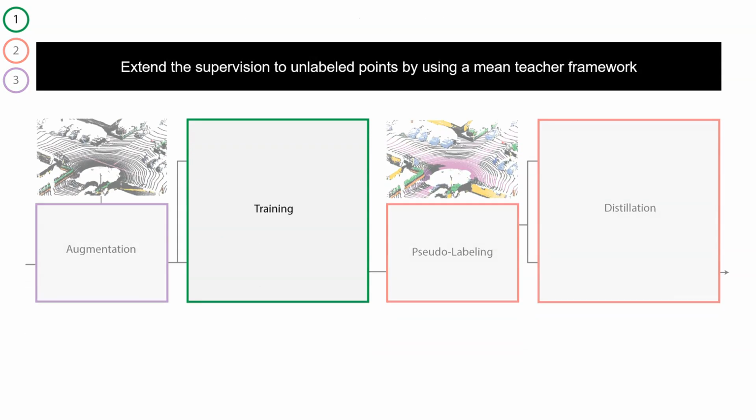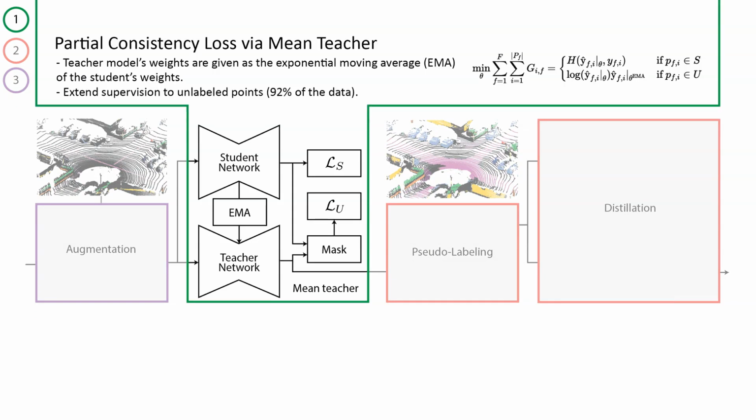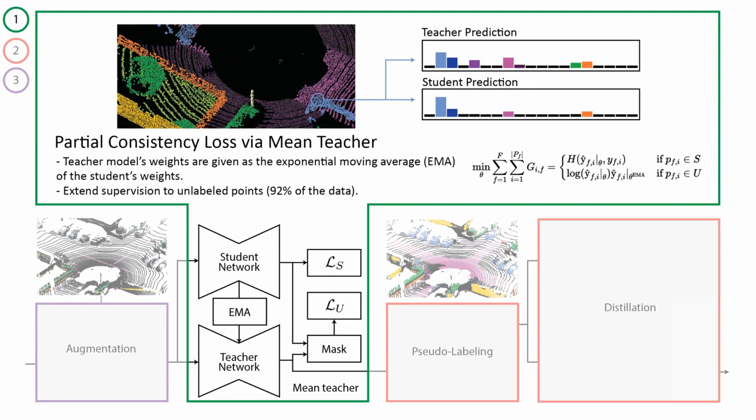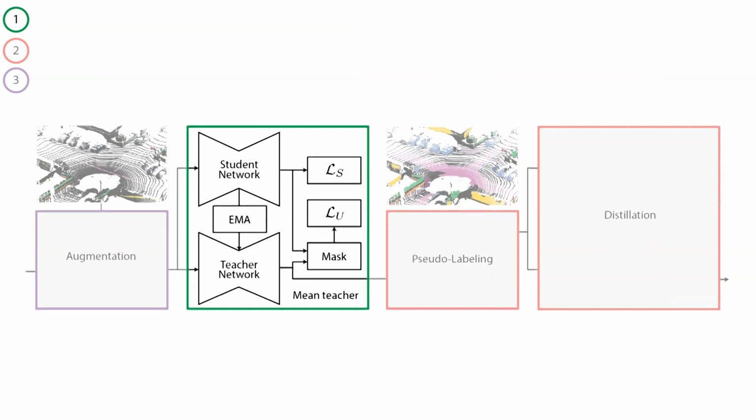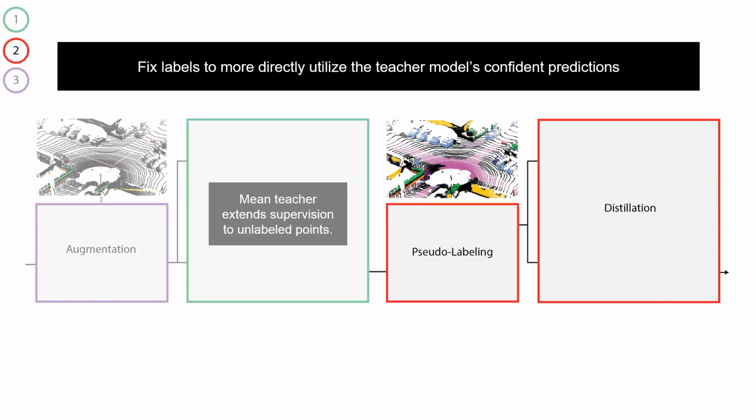Firstly, to utilize the unlabeled points in our data, we extend the supervision in a weak manner by using a mean teacher framework. We introduce a consistency loss between the student and the teacher that is applied to only unlabeled points. While the partial consistency loss does extend the supervision to unlabeled points, the teacher continues to inject uncertainty to the student. In order to more directly utilize the confident predictions of unlabeled points, we introduce our second contribution, a novel class range balanced self-training scheme where we strategically fix the teacher's predictions.